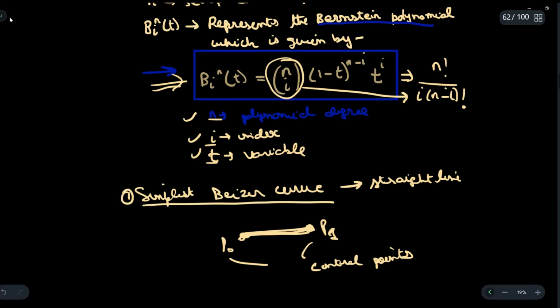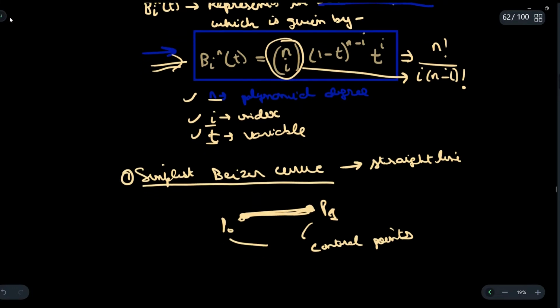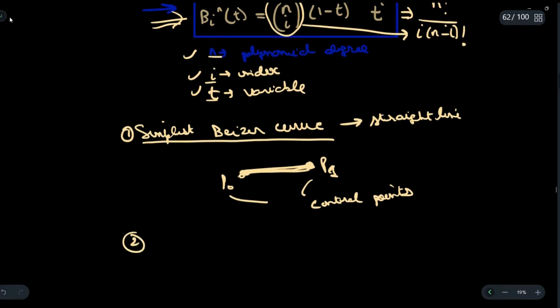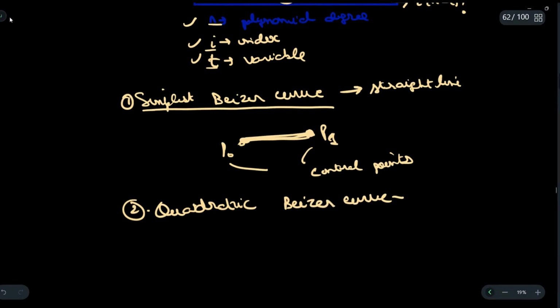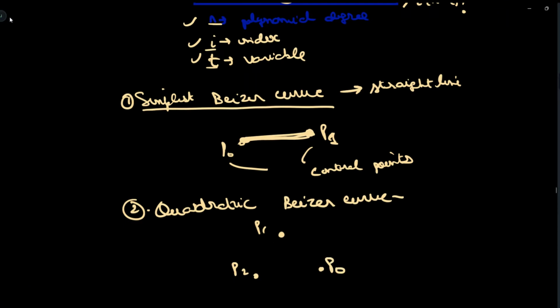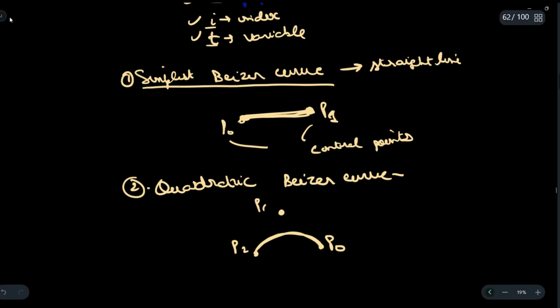Now let us discuss what other types of Bézier curves we have. Suppose now we have the second form, that is the quadratic Bézier curve. A quadratic Bézier curve is represented by three control points, that is p0, p1 and p2. From p0 to p1 we will draw a line, or we can say the tangents. So this is the quadratic Bézier curve.